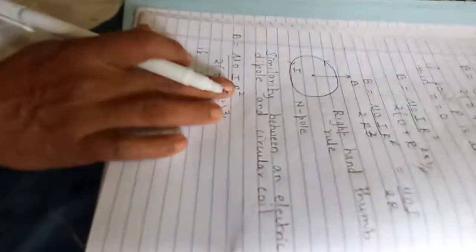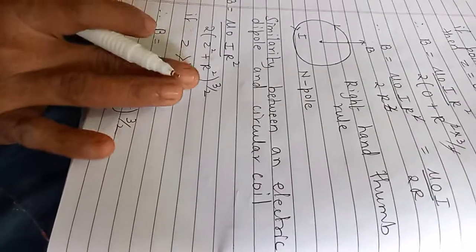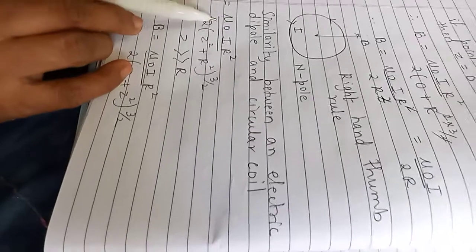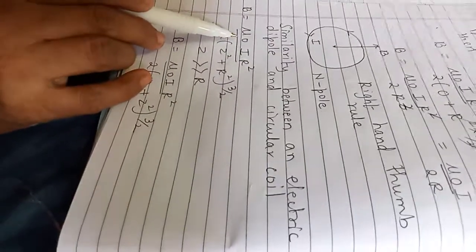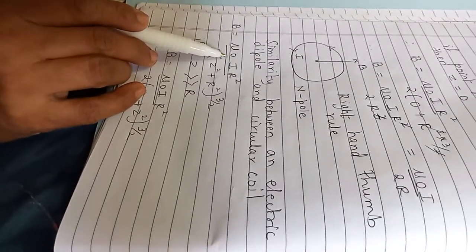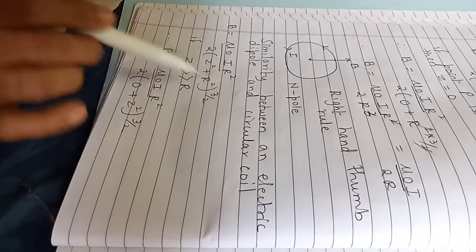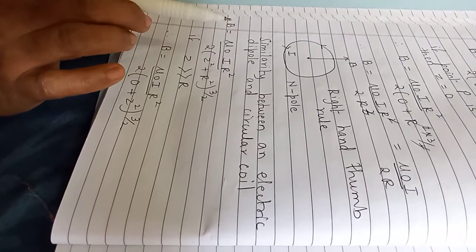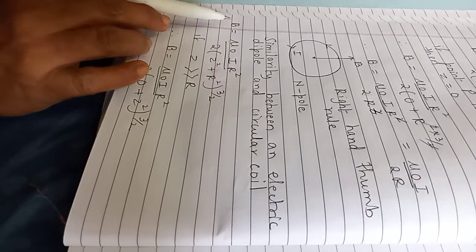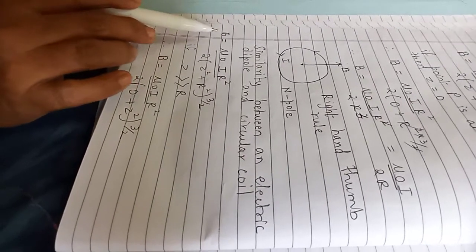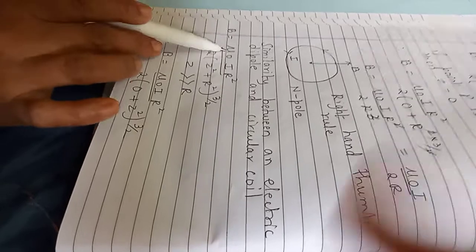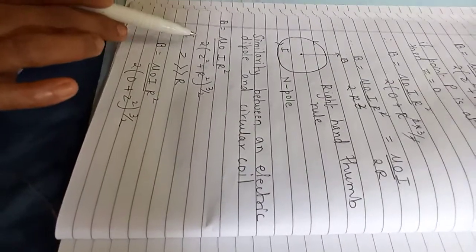We are discussing the similarity between an electric dipole and a circular coil carrying current. The expression for the magnetic field along the axis of a circular coil carrying current is this. I am continuing with yesterday's derivation, which we dealt with halfway and I had to stop. See here, B is equal to mu naught I r square divided by 2 into (z square plus r square) raised to 3 by 2.